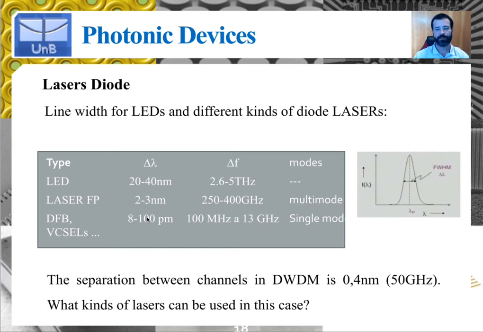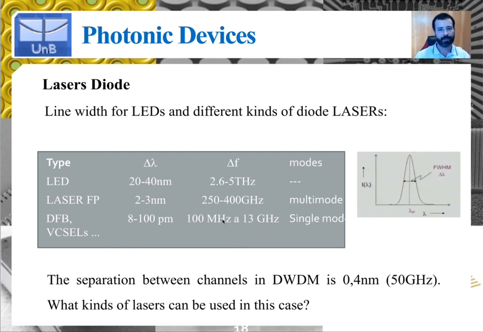We could say that, talking in terms of the color of light, the light emitted by the laser will have a much purer color, right? Because it will have a much smaller line width. And the correspondence in terms of frequency, the delta F which corresponds to this delta lambda, will be of the order of hundreds of megahertz, even smaller, to tenths of gigahertz, right?